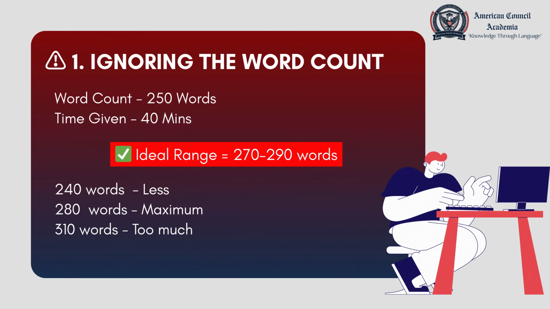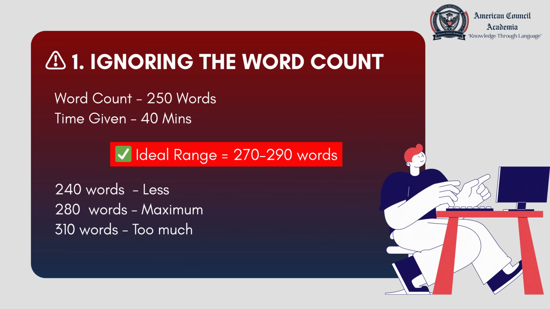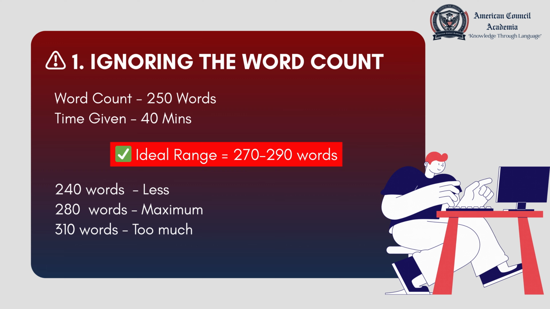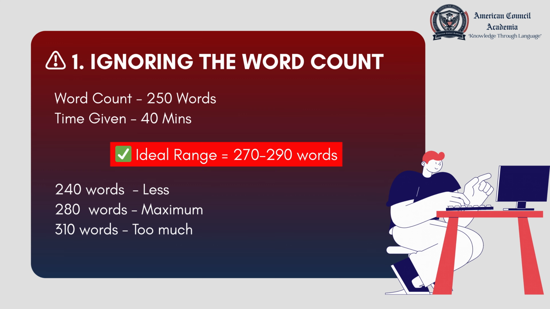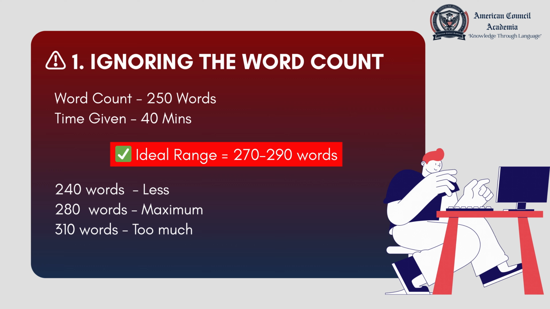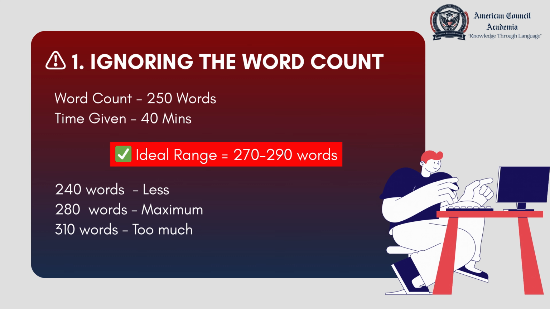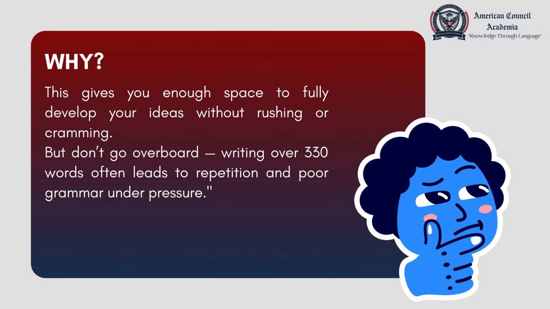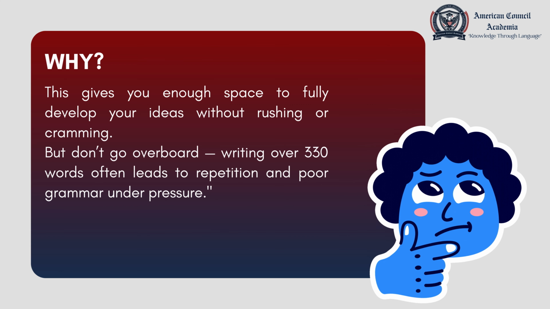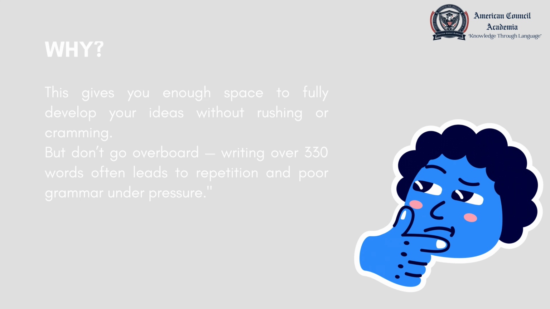Number 1. Ignoring the word count. Here's the deal, if your essay is under 250 words, it's an automatic penalty. Even if your ideas are great. But writing just 250 words isn't ideal either. Ideal range should be at least 270 to 290 words. Why? Because this gives you enough space to fully develop your ideas without rushing or cramming. But don't go overboard. Writing over 330 words often leads to repetition and poor grammar under pressure.